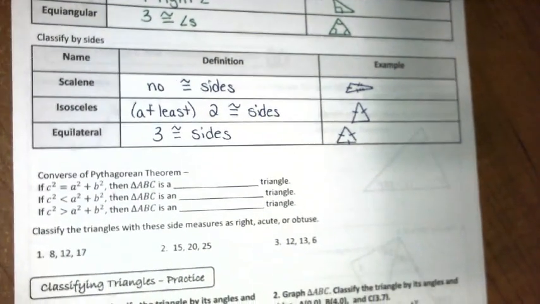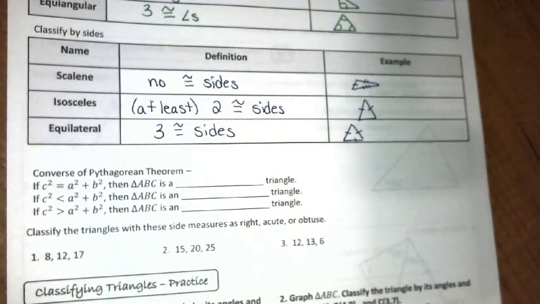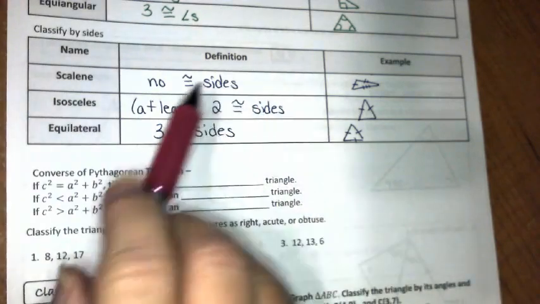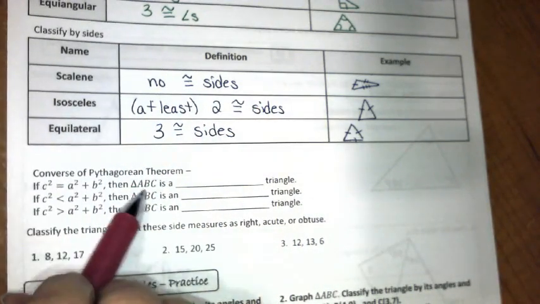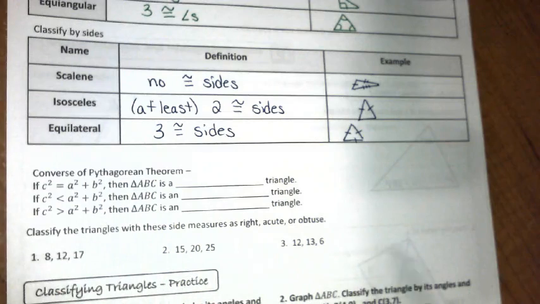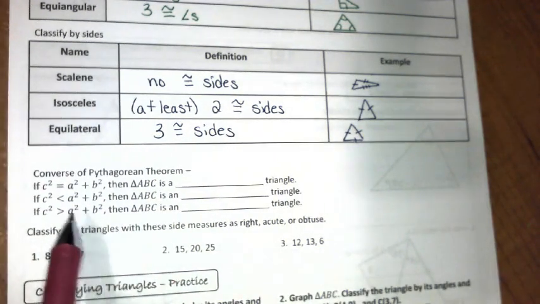Now we've learned the Pythagorean theorem as a way to find the missing side of a right triangle. But what we're going to learn here is the converse of the Pythagorean theorem can tell us if it's an obtuse, acute, or right triangle. So here are the rules.